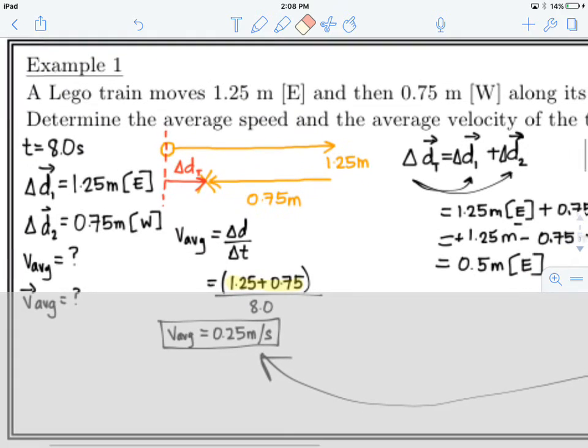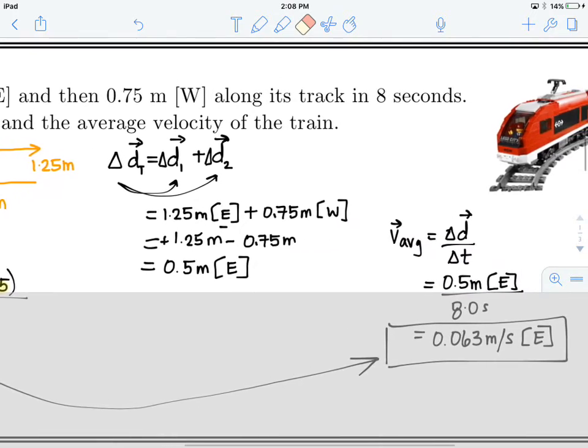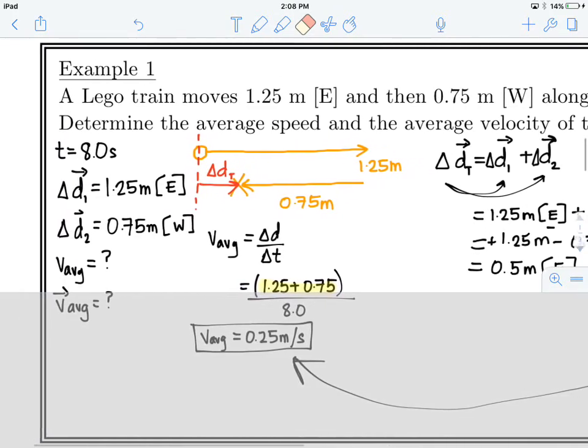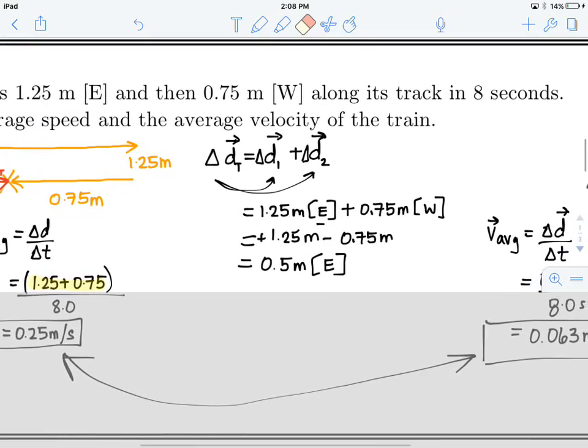A Lego train moves 1.25 meters east and then 0.75 meters west along its track in 8 seconds. Determine the average speed and the average velocity of the train.